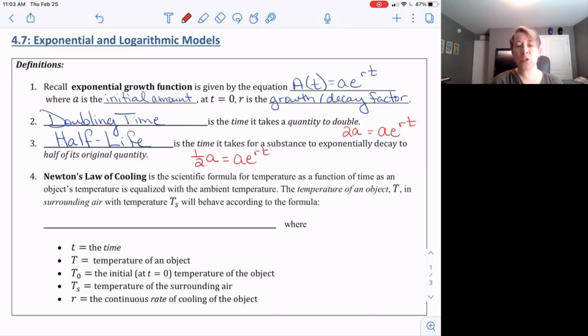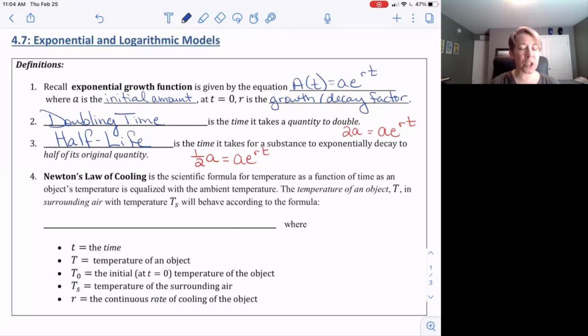Now, sometimes the problems give us the starting amount, a. Sometimes they do not. And that's okay. We could just plug in a generic a because notice the two a's will divide out. Or you could just plug in any number like 100. So if it's a half-life, it would equal 50. If it's a doubling time, it would equal 200. They will all work out the same. So that's the nice part about doubling time and half-life: you don't even have to know the initial amount.